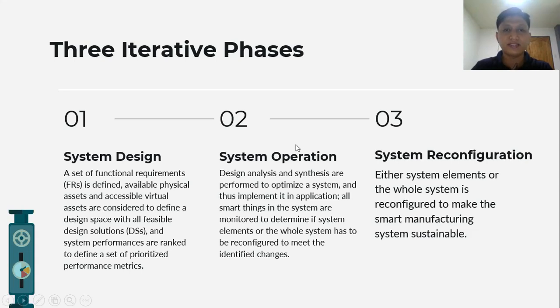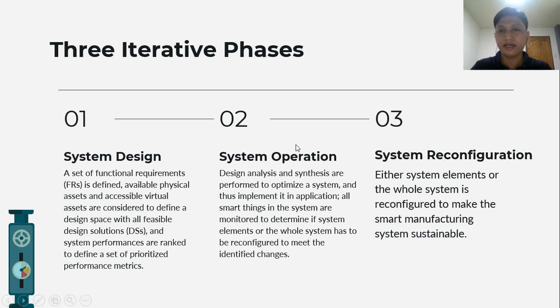Second phase is the system operation. Design analysis and synthesis are performed to optimize a system and thus implement it in application. All smart things in the system are monitored to determine if the system element or whole system has to be reconfigured to meet the identified changes. So in this phase, the design is implemented.